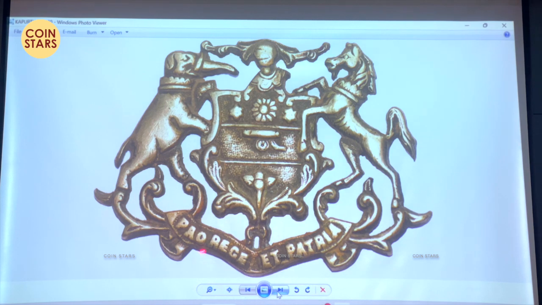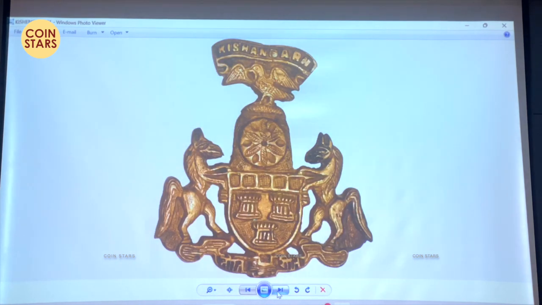No, not Patiala. It is a slogan in Latin. Patria. This again is a Punjab state with a cannon here. Next. This is Kishangarh in Rajasthan with the bird about to fly, and three forts and the animals holding the shield. Next.